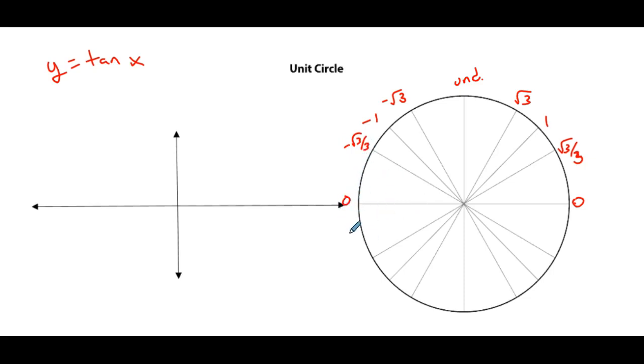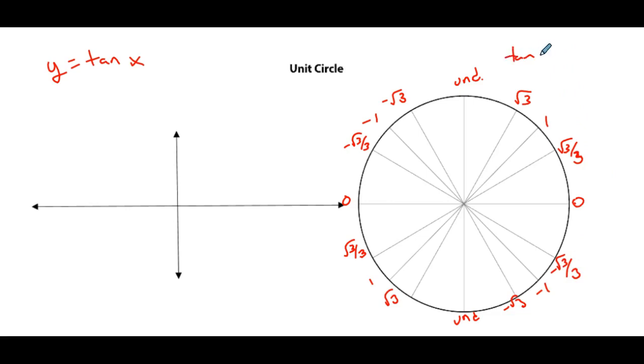And then as we come through here, it's going to climb back up and it'll be positive. So √3 over 3, 1, √3, then undefined, and then it becomes negative again. So negative √3, -1, negative √3 over 3. So remember tangent, right?